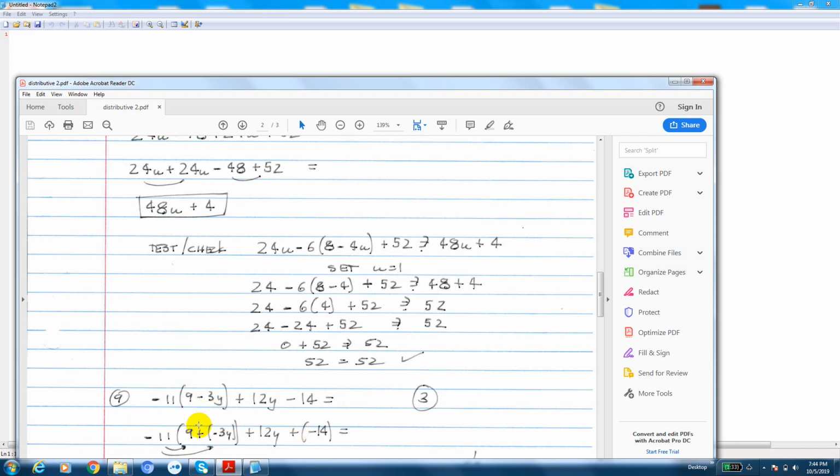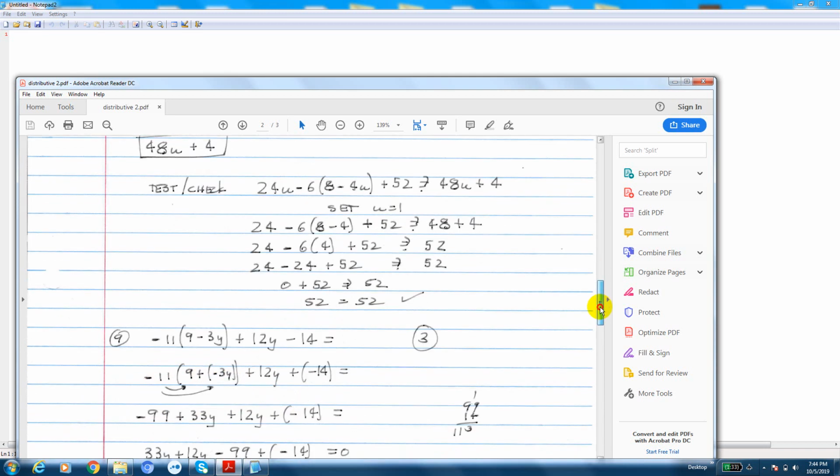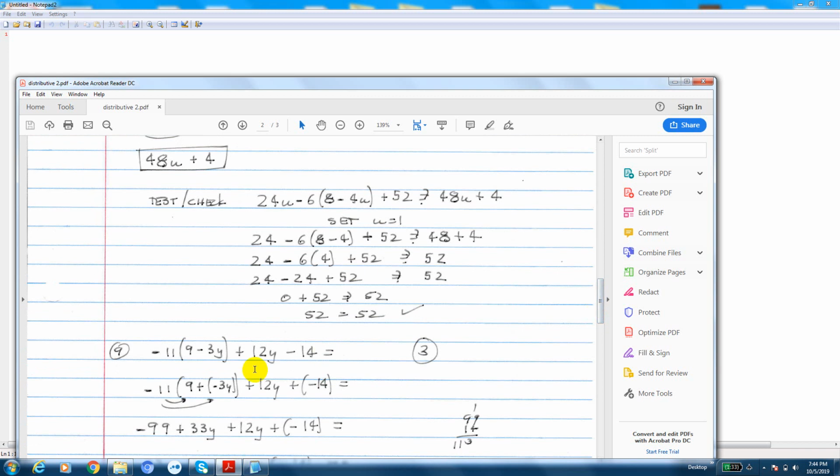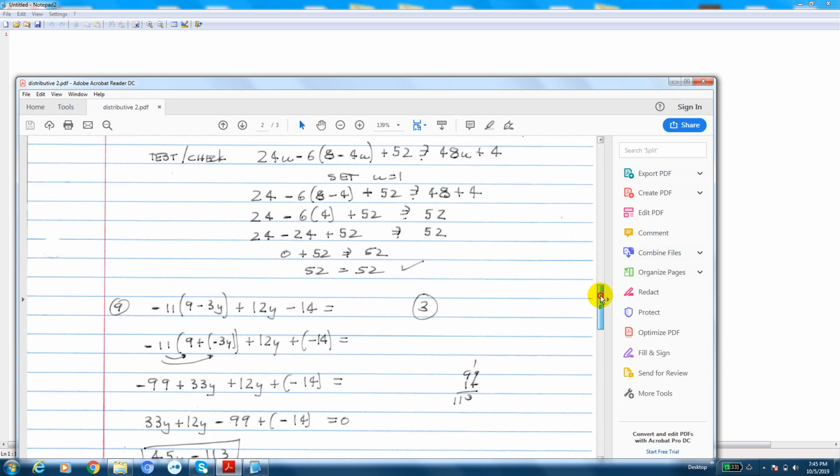So here you put a plus sign before this negative 3w, and you put a plus sign in front of this negative 14. Okay, and then you do the usual, negative 11 times 9 is negative 99. Negative 11 times negative 3 is positive 33y, because two negatives multiply, make a positive. 12y plus negative 14. You just move the y's next to each other. You move the constants next to each other.